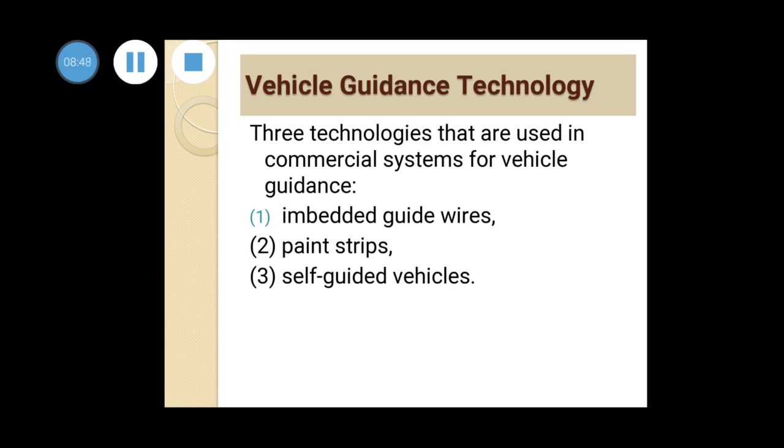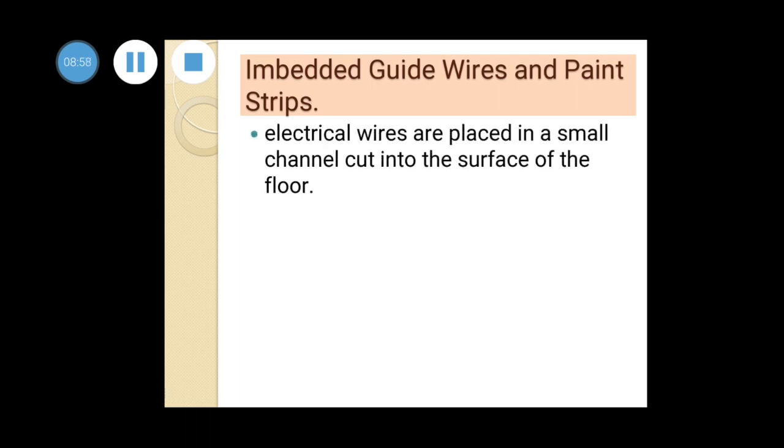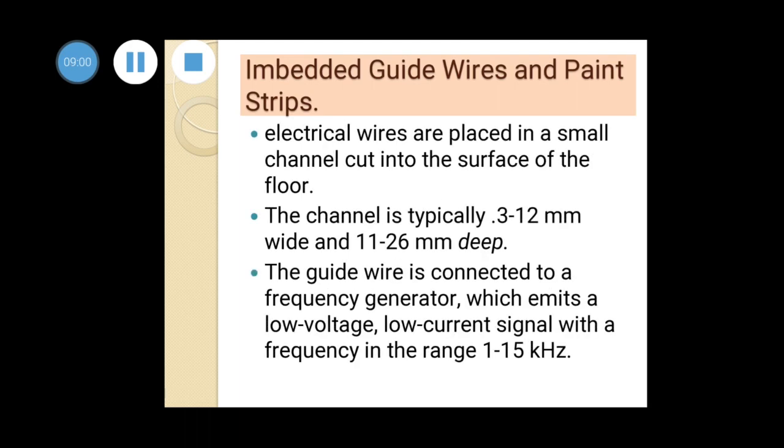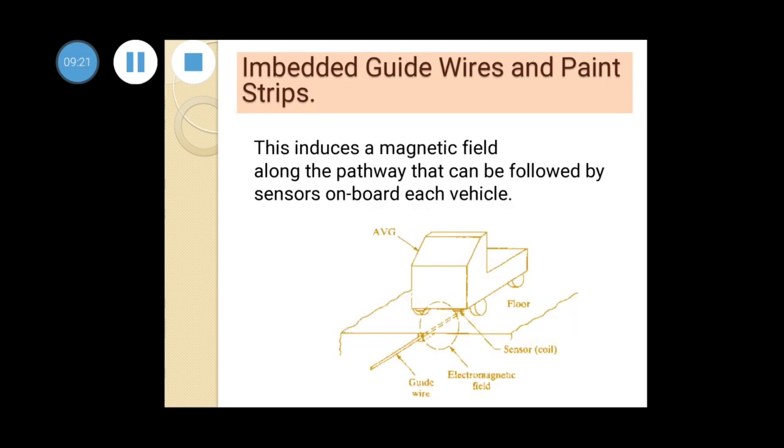Vehicle guidance technology. Three technologies that are used in commercial systems for vehicle guidance are embedded guide wires, paint strips, and self-guided vehicles. Embedded guide wires and paint strips. Electrical wires are placed in a small channel cut into the surface of the floor, that is, the shop floor. The channel is typically 3 to 12 mm wide and 11 to 26 mm deep. The guide wire is connected to a frequency generator which emits a low voltage, low current signal with a frequency range of 1 to 15 kHz.